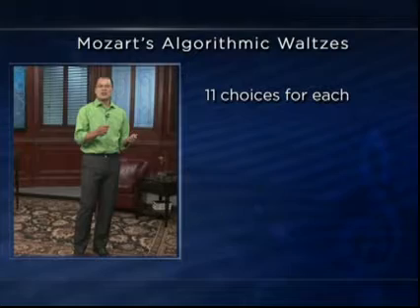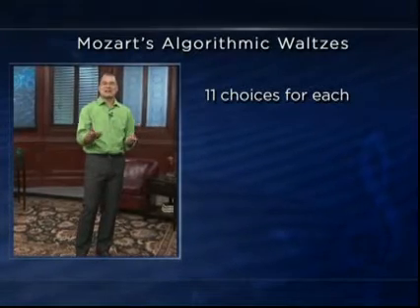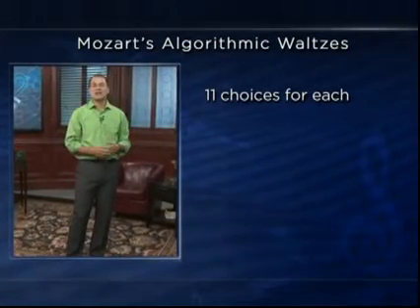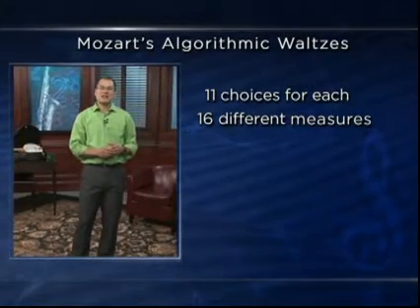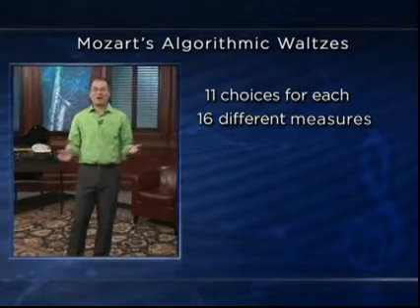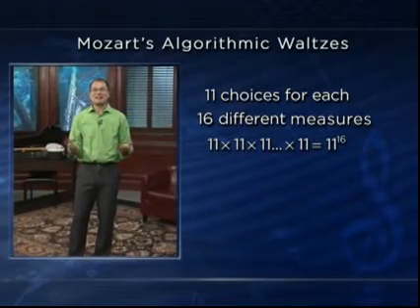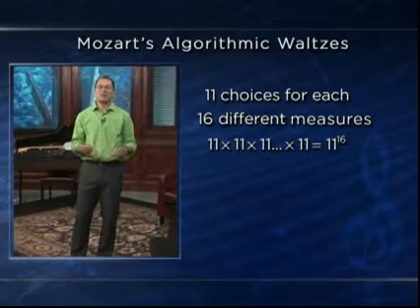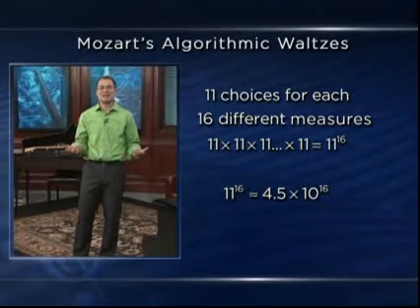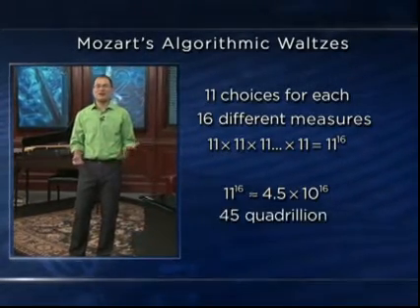Now there's 11 choices for each of the bars, because the dice can roll anything from a 2 to a 12. And there's 16 different bars, different measures to choose. And so it's like having 16 different parts of your outfit. And so you have 11 times 11, 16 times. And when you do that multiplication, 11 to the 16th is 4.5 times 10 to the 16th, roughly. And that's 45 quadrillion.